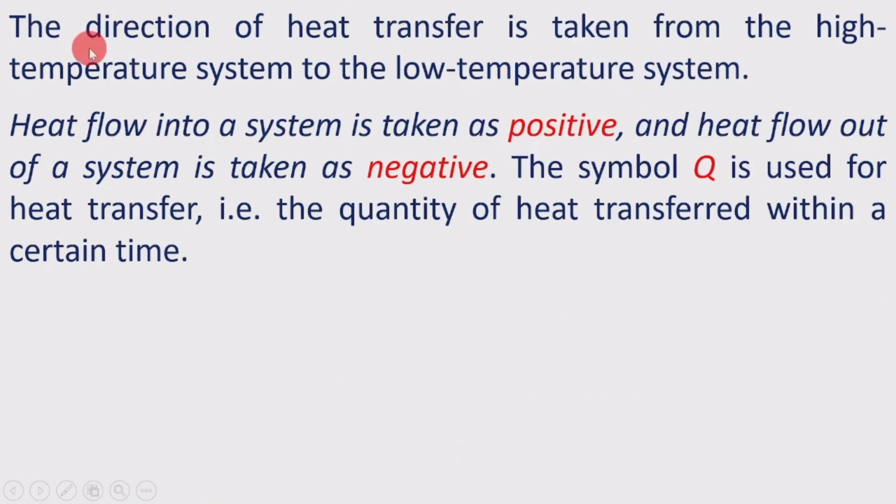Then, moving further, the direction of heat transfer is from the high temperature system to the low temperature system. So we know that from the higher temperature region to the lower temperature region, heat transfer takes place. That is the driving force or potential for the transfer of heat. Here, the heat flow into a system is taken as positive, and the heat flow out of a system is taken as negative. The symbol Q is used for heat transfer, that is the quantity of heat transferred within a certain time.